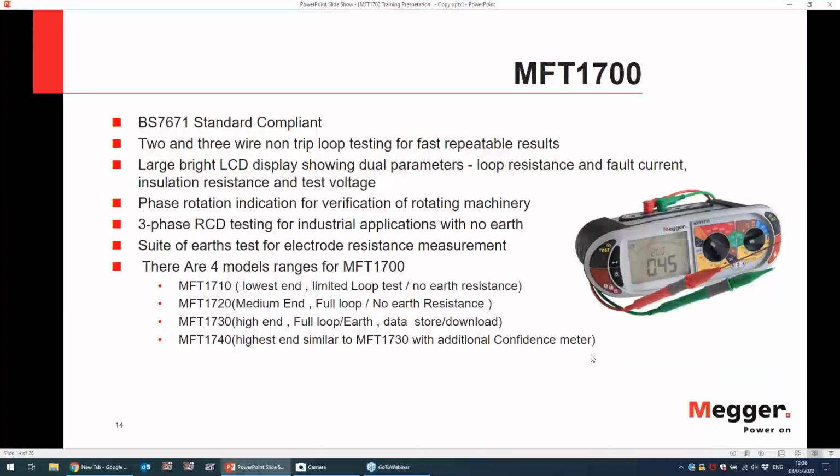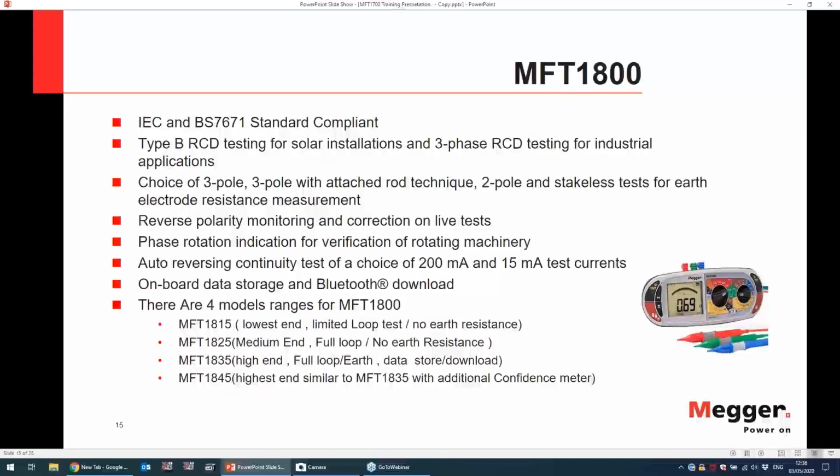A different series is the MFT1800. It is basically in functionality very similar to the 1700, but it is also compliant to the IEC standard as well as the British standard. It also has some additional features for testing some special types of RCDs for solar installations. Usually this is very popular in Europe where they have solar installations and certain types of RCDs to be tested with the MFT1800. And again, there are four models very similar to the 1700, so I will not go through them again.